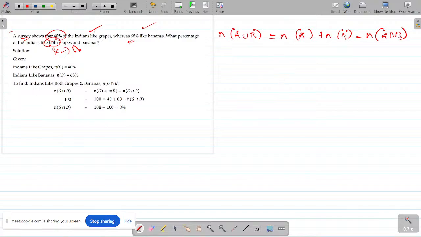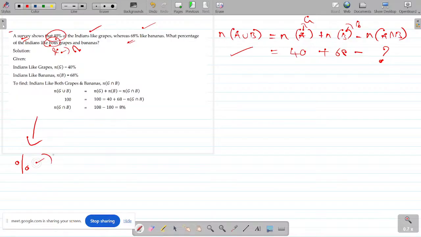N of A is given. A we take for grapes, B we take for bananas. So N of A is given to be 40%. You have to remember. Why I have included this problem is that it's given in percentages. So we take it as it is: 40 plus 68 minus, actually you have to find this one. Only if you know this one, you can find this one.